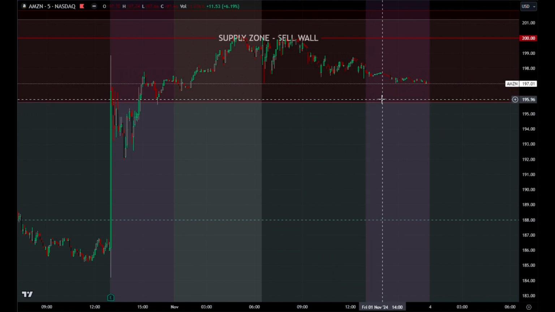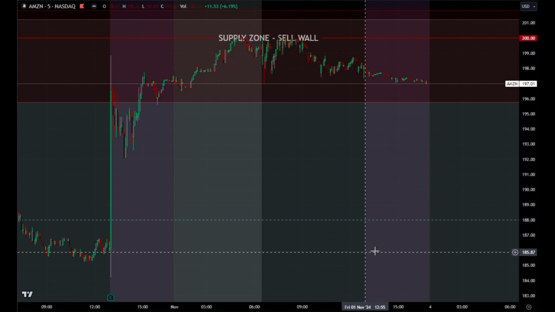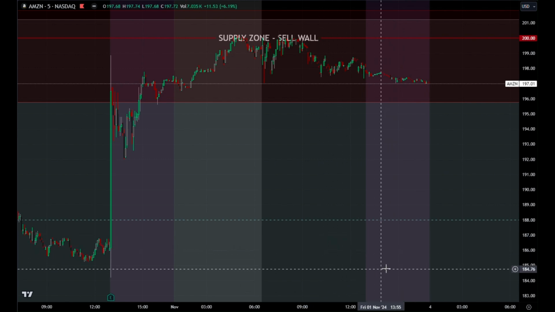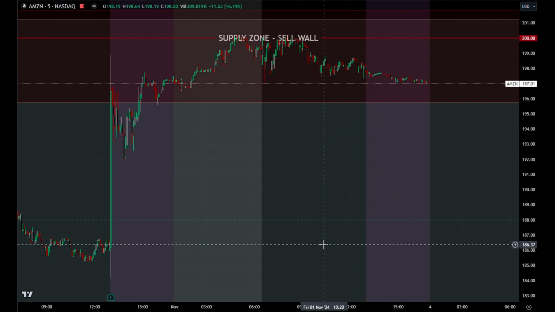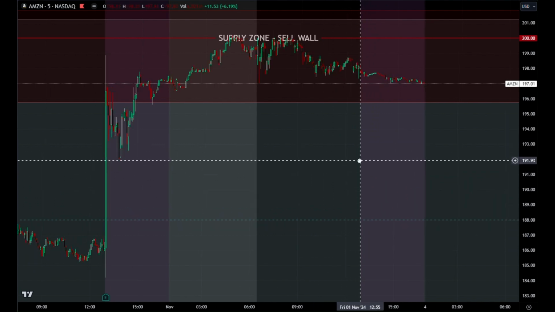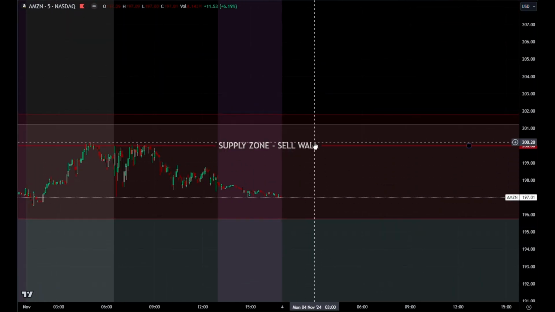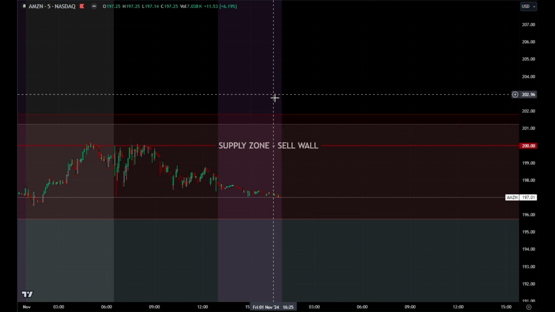we will watch for a return to the lower 50% of the previous range, or for Amazon to break higher and define a new range, creating support above the $200 sell wall.